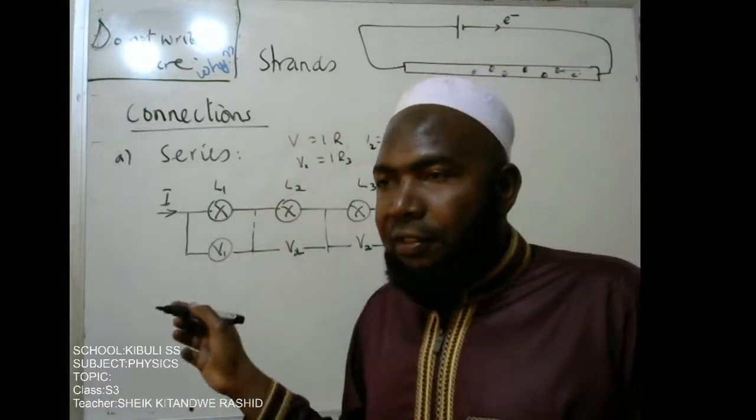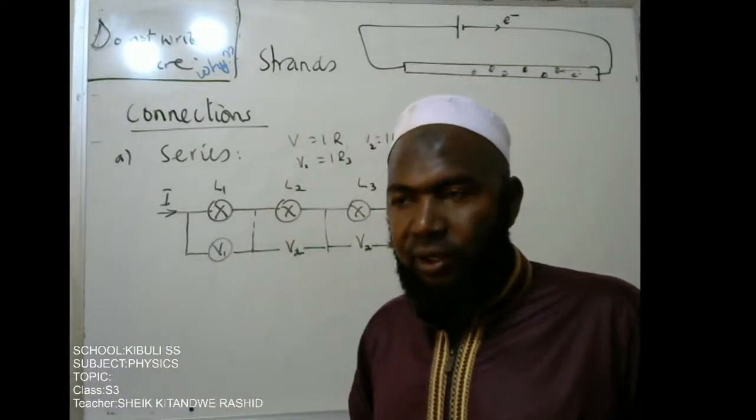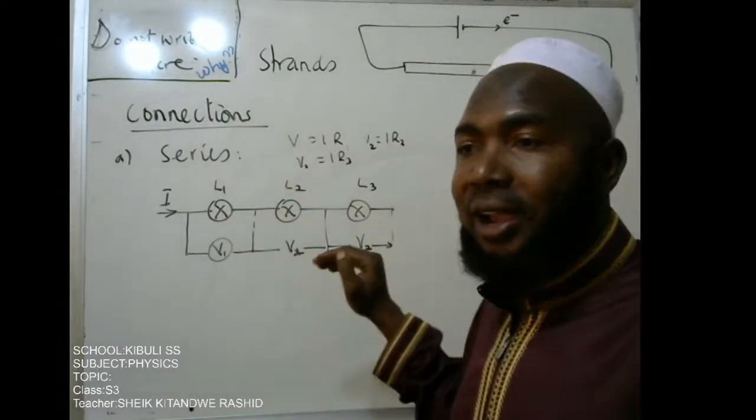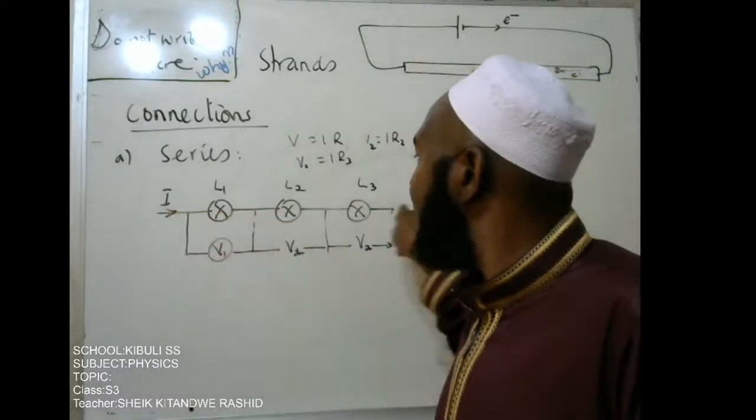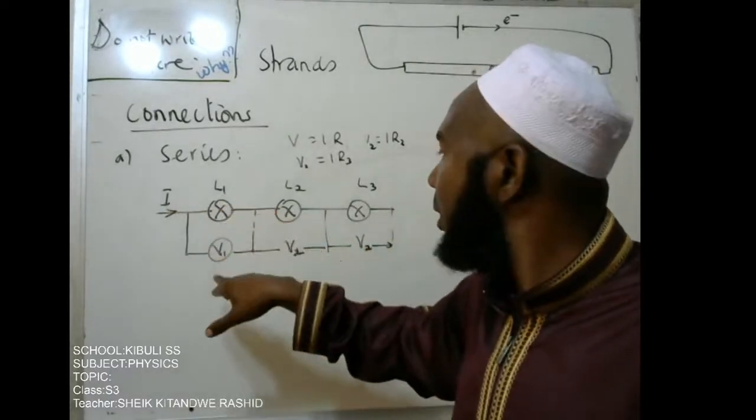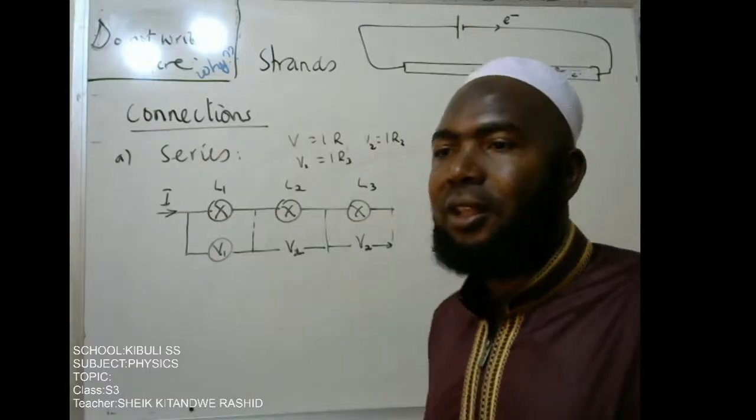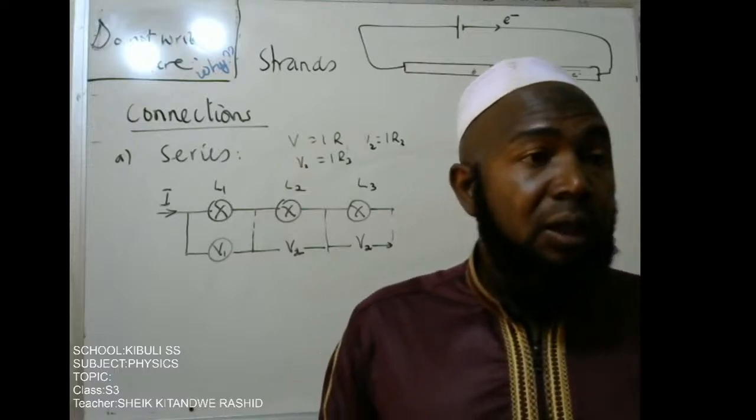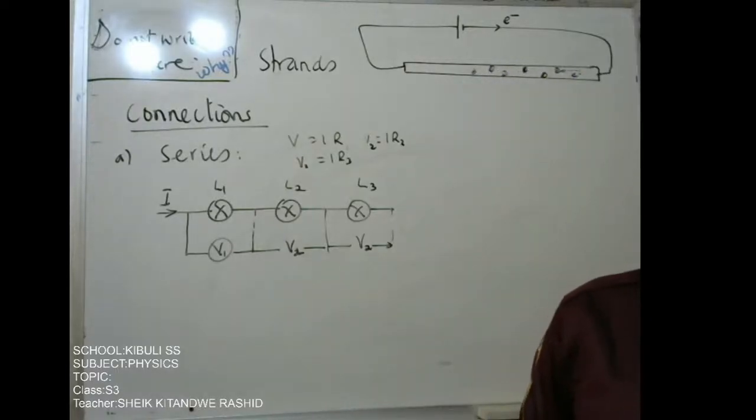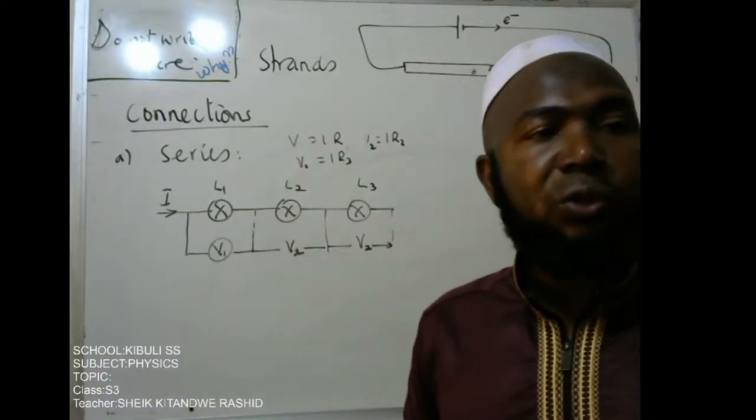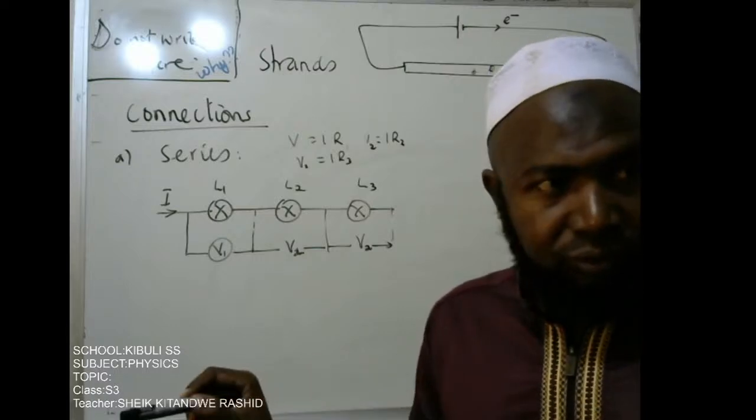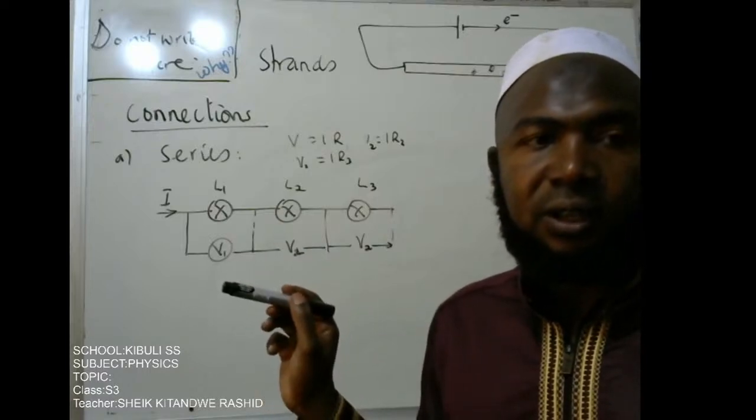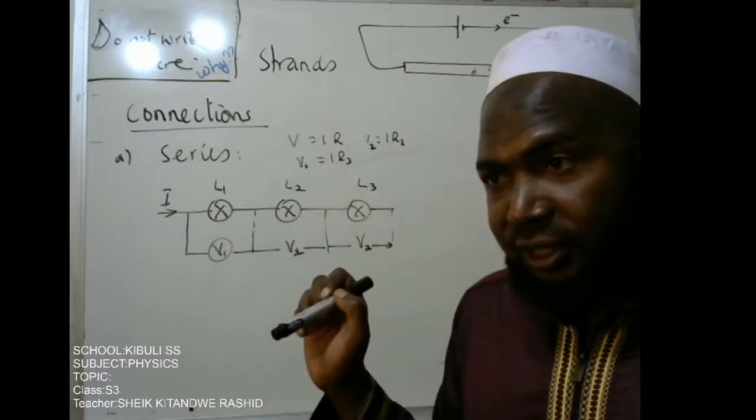But if the lamps are identical, then they will light with the same level of brightness because they have the same current and same resistance. Therefore, the PD V1 equals V2 equals V3. Is that one okay? So therefore, when you connect in series, the current through the components is the same, but each component or appliance will have its own PD, depending on its resistance.